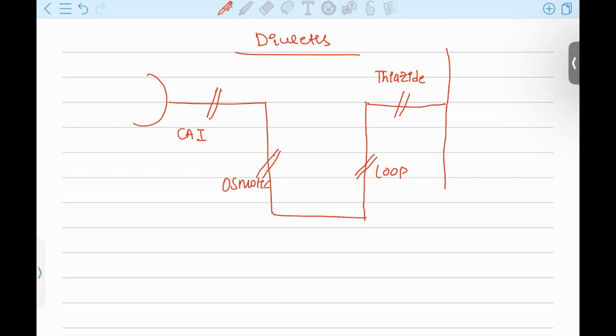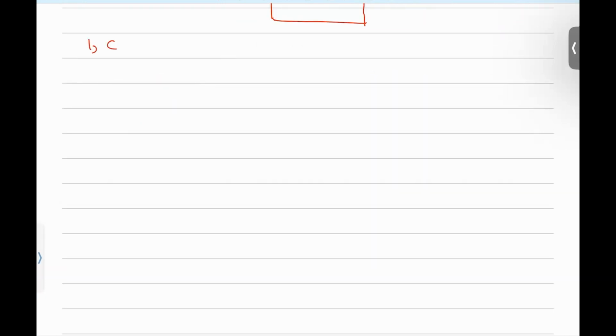So in the loop of Henle, the thick ascending loop is acted on by the loop diuretics, and the other part of the loop of Henle is acted on by the osmotic diuretics. On the collecting tubule, your potassium sparing drugs will be acting. So let's see. Our first classification is carbonic anhydrase inhibitors.